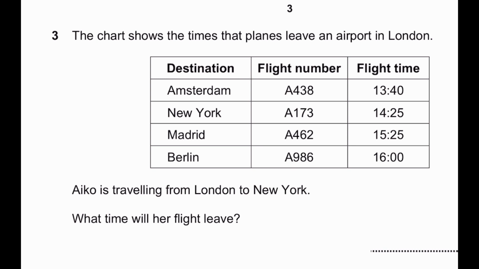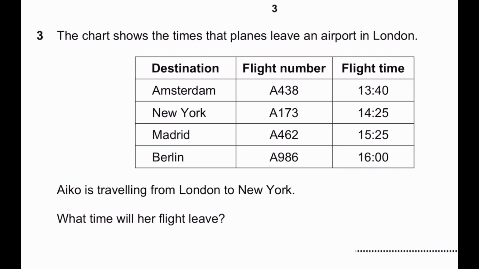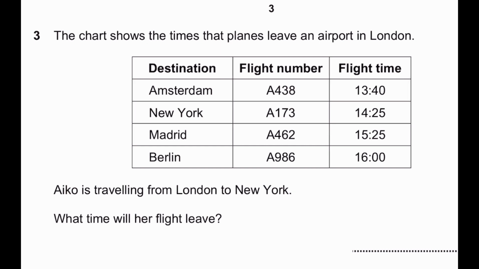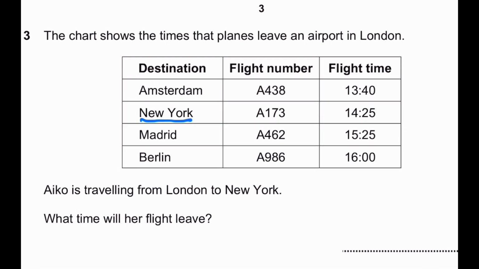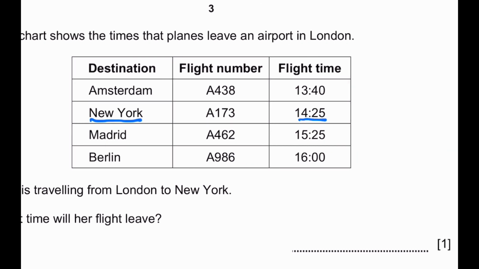Question 3. The chart shows the times that planes leave an airport in London. Aiko is traveling from London to New York. What time will her flight leave? So let's just first see which is New York. This one, yeah. Flight number A173. We don't need that. What flight time? 2:25 p.m. or 14:25. That's the answer.